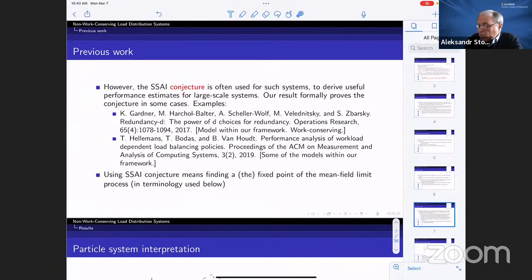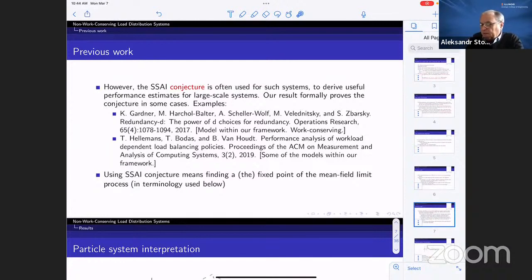Right. There is also, I like to refer to this as a very nice paper. It has a very large variety of systems. It's well beyond the class that we are looking at here, but some of them are non-work conserving. And again, one of the points of this paper is that they try to find some expressions of the waiting times, for example, assuming the ansatz holds, right? So some of the models, not all, but some of the models in that paper are within our framework. So we formally prove the conjecture which is there.